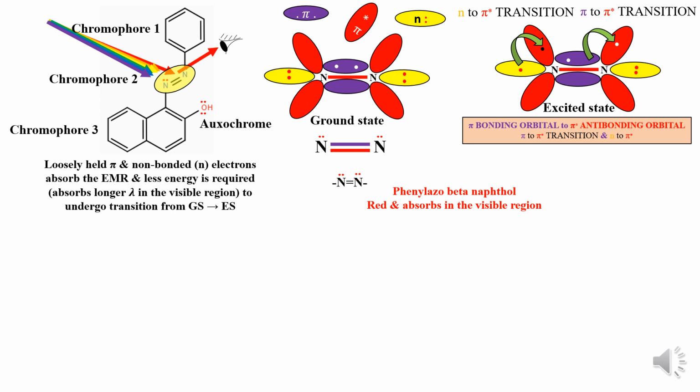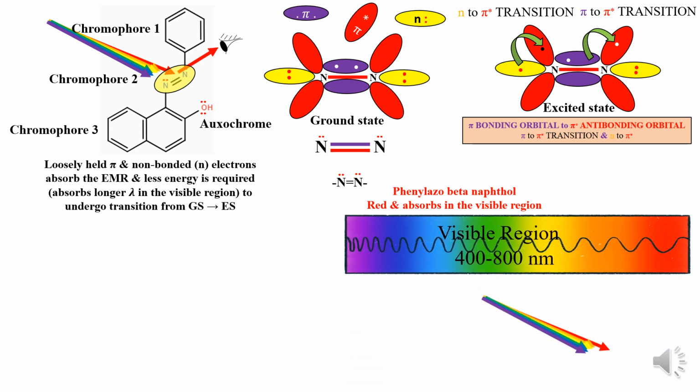So phenylazo-naphthol is red colored. It absorbs in the visible region. The reason being, the energy in the visible region is more than sufficient to bring about excitation of the pi electrons as well as non-bonding electrons. And the unabsorbed reflected light is seen by the observer as a red colored compound.